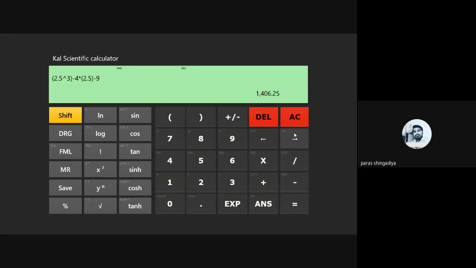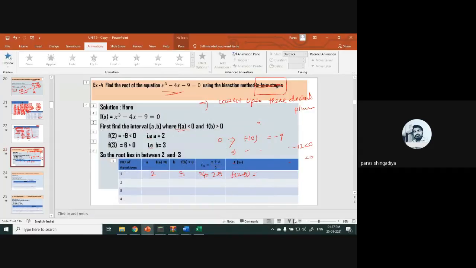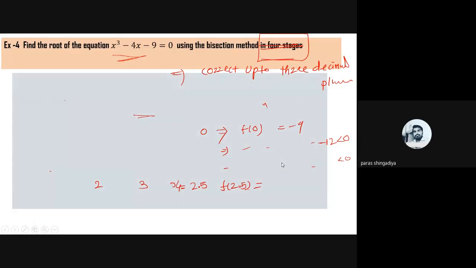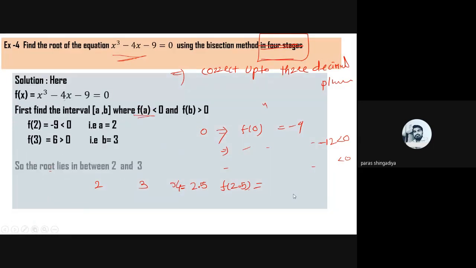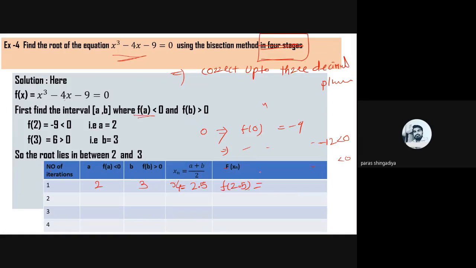2.5 to the power 3 minus 4 of 2.5 minus 9. Okay, we'll get minus 3.375. That is the output at 2.5. So we get minus 3.375, and that is negative.